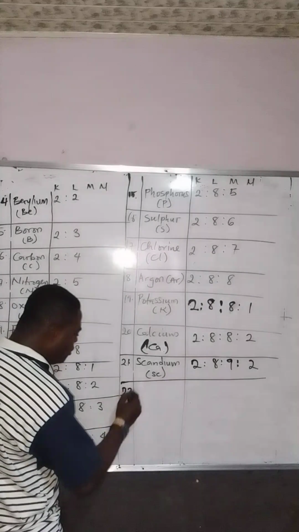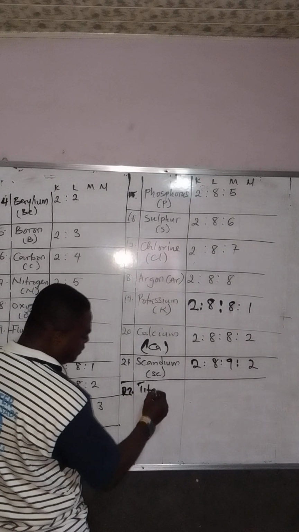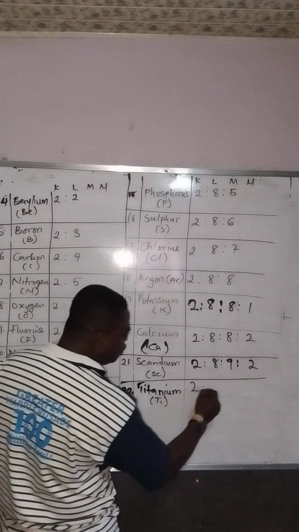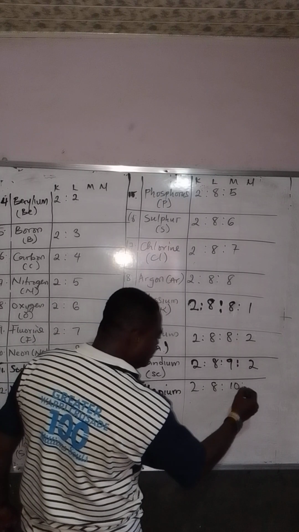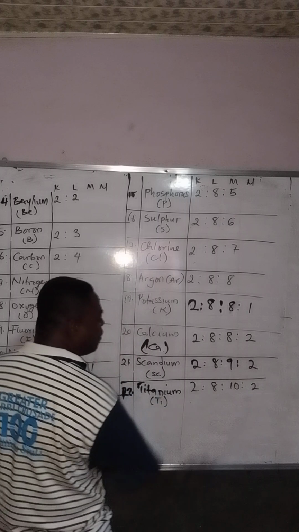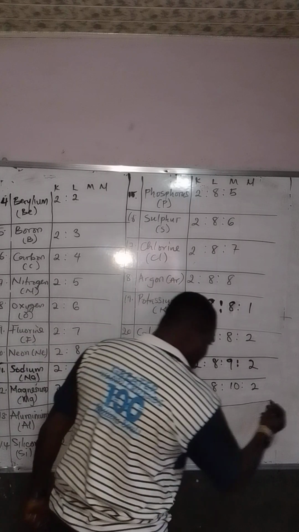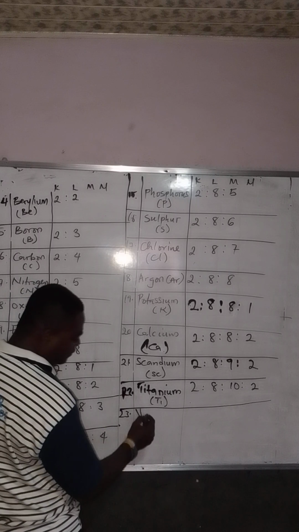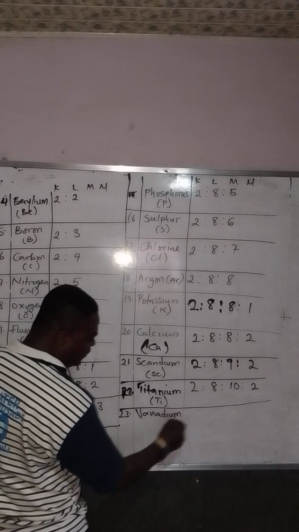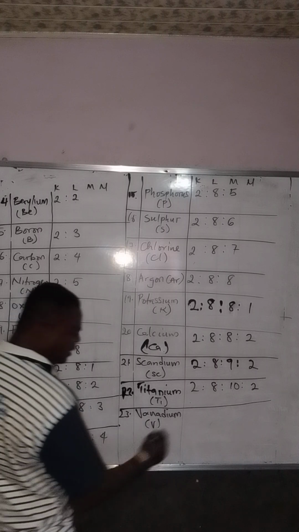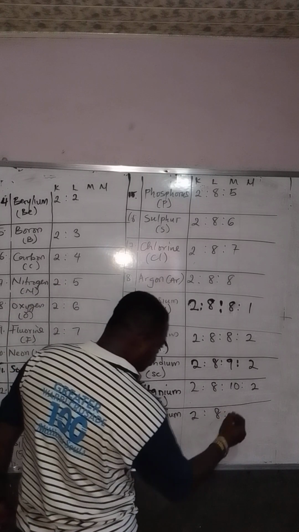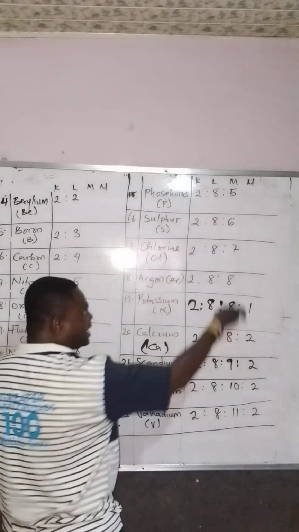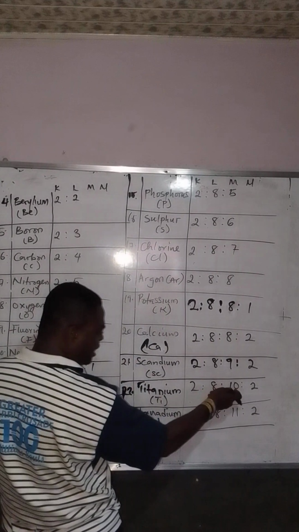Number 22, you have titanium, Ti. So this one will not be 2, 8, 10, 2. They manage to repair another 1, so that at least you can still carry 10. Then the next one is 23, vanadium, V. This one will be 2, 8, 11, then 2. All of them are ending in 2, 2. The increment is always at the M shell: 9, 10, 11.